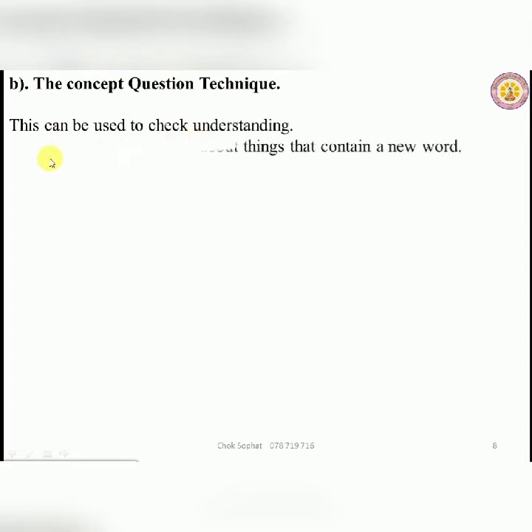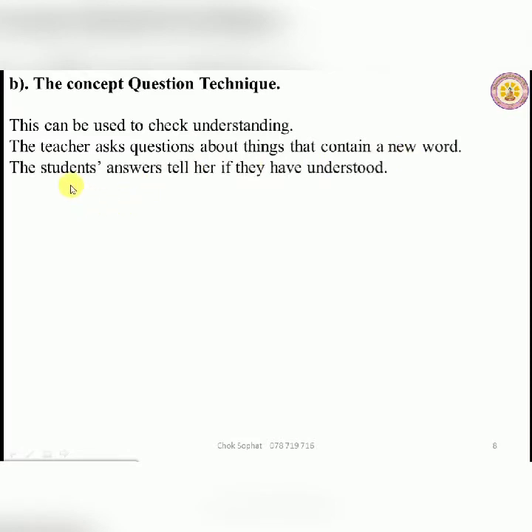Okay, one more: the concept question technique. We can also use this technique to present the new vocab to your student. This can be used to check understanding. The teacher asks questions about things contained in a new word. The students answer to tell if they have understood.